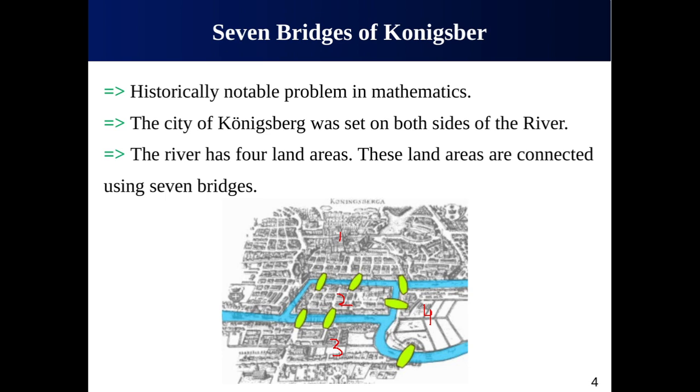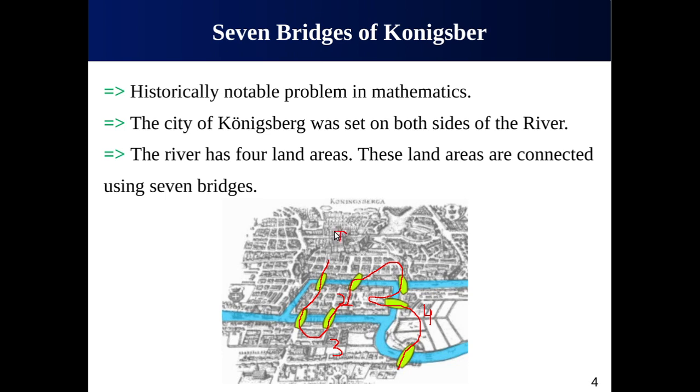Let me repeat. The river has 4 land areas, and these land areas are connected with the help of 7 bridges. Now the Konigsberg problem is like this. Starting at any one land area, is it possible to walk across all the bridges, for example, like this? Cross all the bridges exactly once and return to the starting land area.